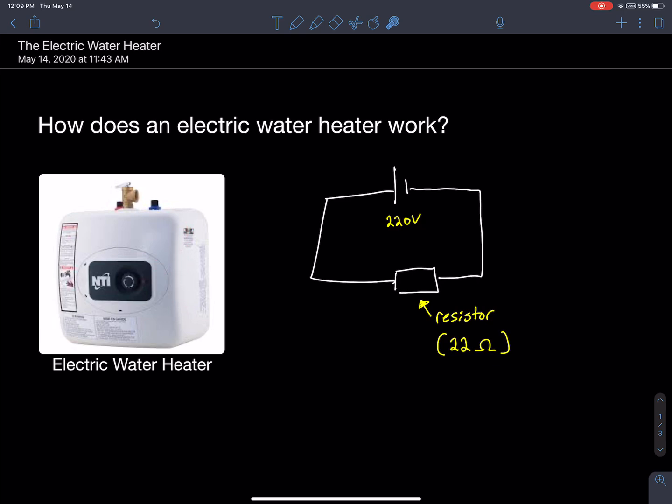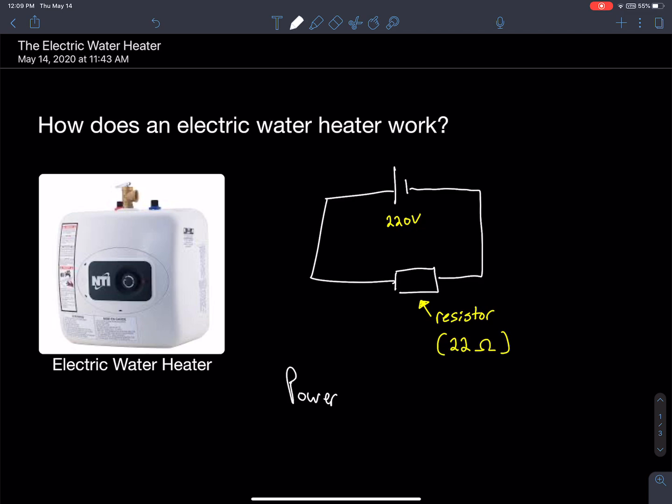Okay, and if you look at the label on front, it would give you the power rating. It would tell you how much power that water heater has. Okay, so that power means how many joules per second of heat energy it is going to put into the water that is stored inside of the heater. So if I looked at this circuit and I knew that I applied it to 220 volts and my resistor was 22 ohms, how would I go about calculating the power?